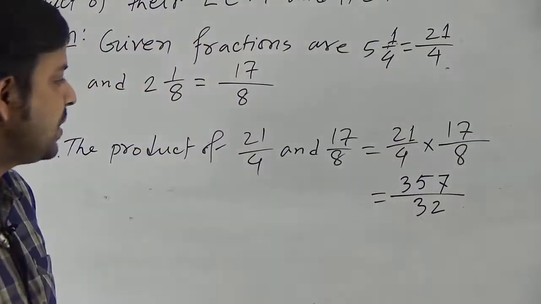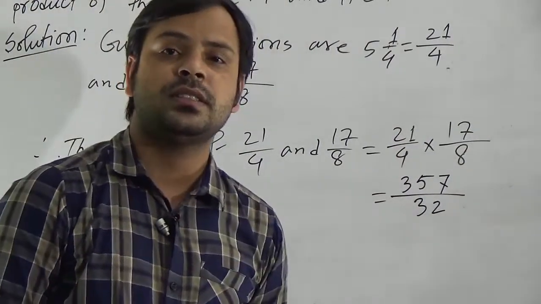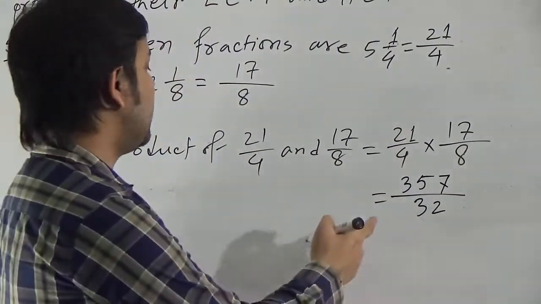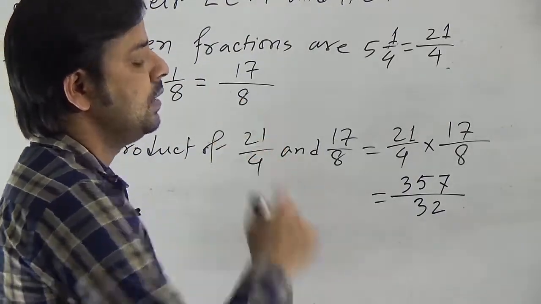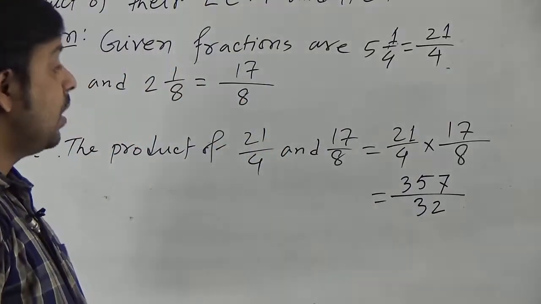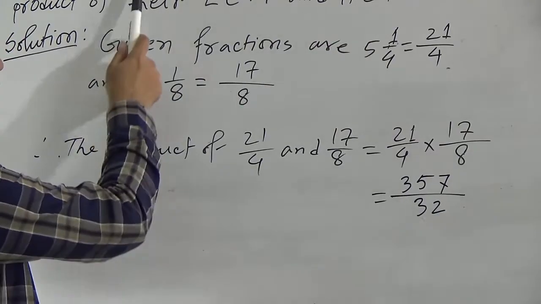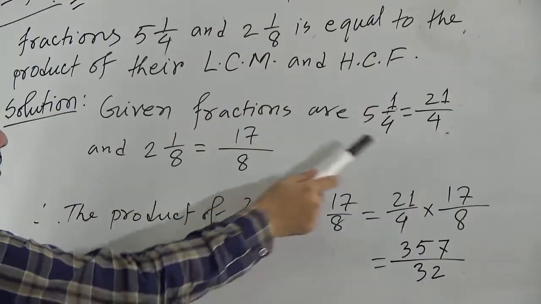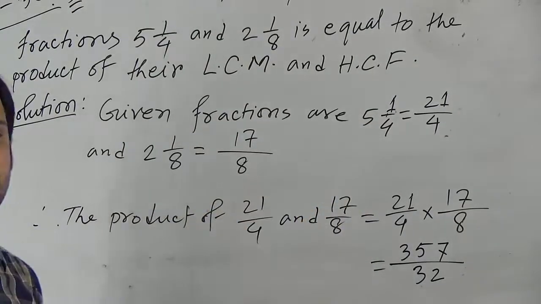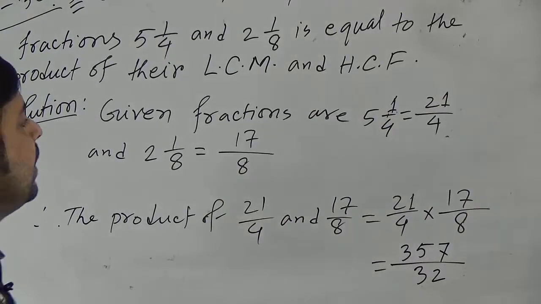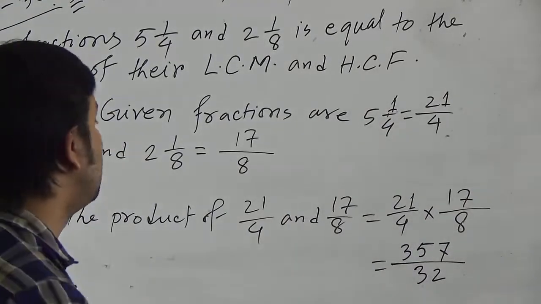357 is the numerator and the denominator is 32. This is the product of these two fractions. Now we have to find the LCM and HCF of these two fractions. To find the LCM and HCF, what can we do?